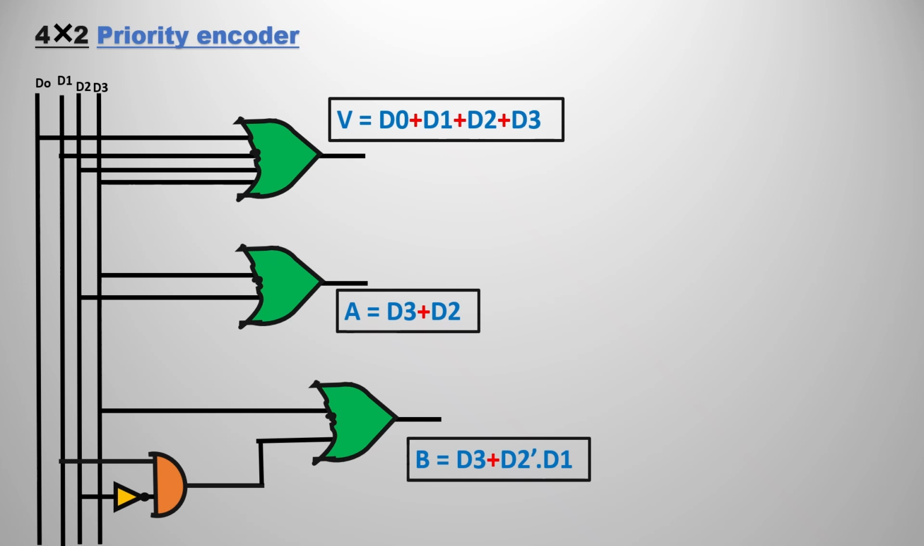If you want A, just connect D3 plus D2, the variable lines, with the OR gate, that is the final output. If you want B, D3 is simple. For D2 bar, we can take a NOT gate there, and D1 with an AND gate, and we can join with the OR gate. That becomes our final output B. So I hope you understood this 4x2 priority encoder.